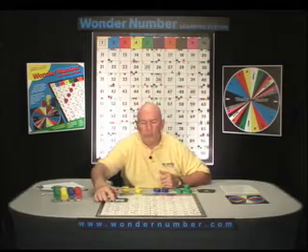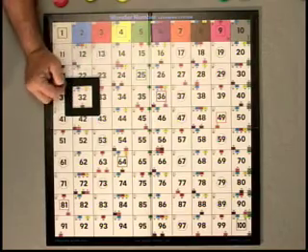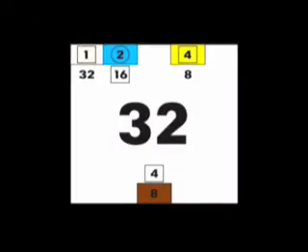Now, on the Wonder Number Board, if you look at the number 32, the factors are also listed around that number. We have 1 times 32 is 32, so 1 and 32 are factors of 32. 2 times 16 is 32, so 2 and 16 are factors of 32. 4 times 8 is 32, so 4 and 8 are also factors of 32. All the factors are listed around the number.